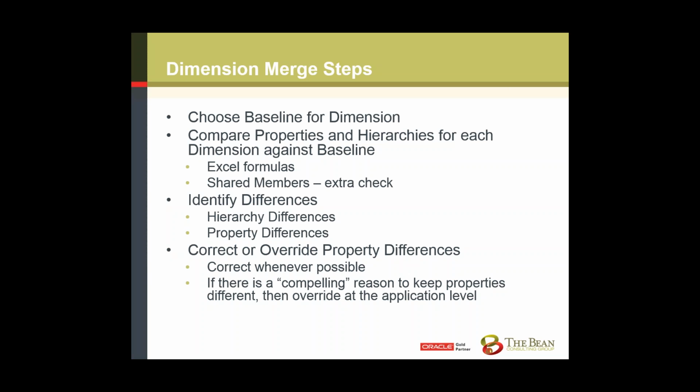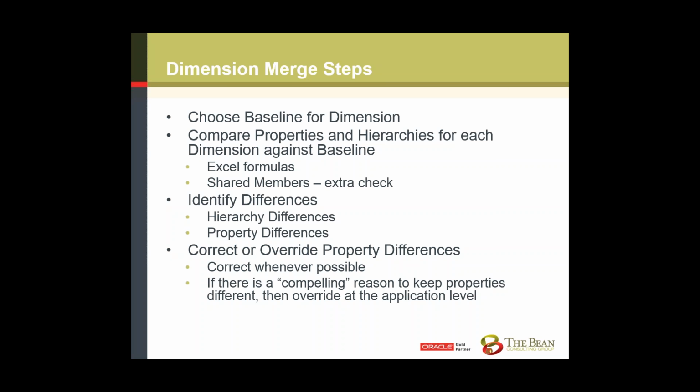And then property differences, maybe there was different data storage in the planning app. In our baseline, the data storage was never share, but in the second planning app that we were comparing, member data storage was store. So we might have had slightly different data storage across the different applications.